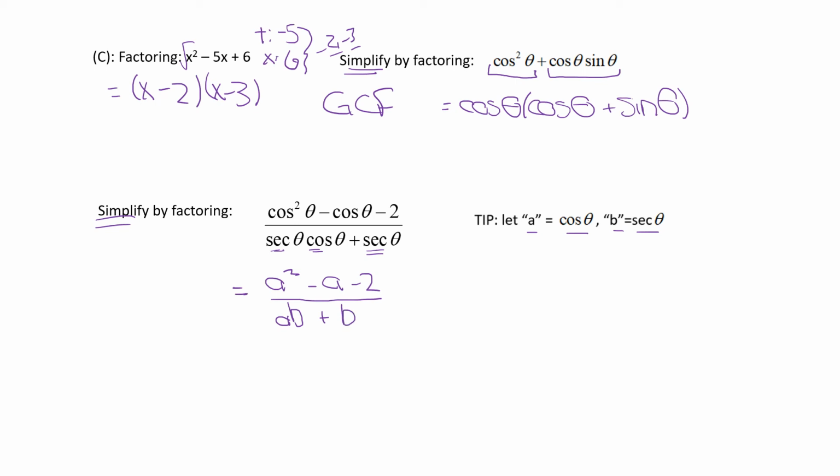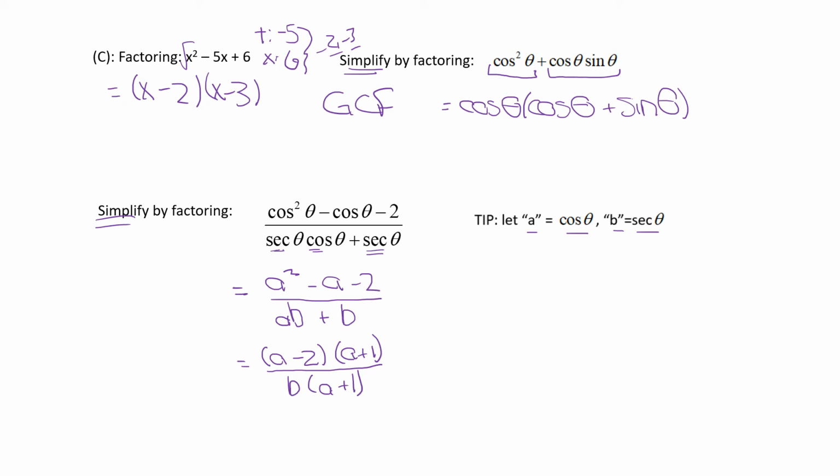Okay, so we take a look at what we have here, and I've got a trinomial in my numerator. I can factor that trinomial. A minus 2, a plus 1, and my denominator has a greatest common factor of a b. So I take the b out, and I get a plus 1. So it's fine to use this strategy, but just make sure once everything's factored, you then eventually put everything back into sine and cos.